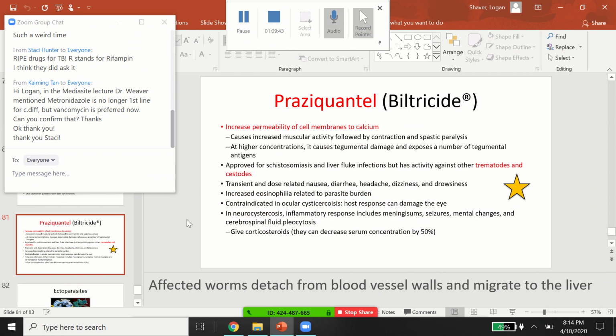Praziquantel. The first line it gives you in red is its mechanism of action. It gives you an increased permeability of cell membranes to calcium. If you think about it, more calcium within the cells is going to lead to more muscular activity, and therefore it prevents further infection in a way. It's approved for schistosomiasis and liver fluke infections, but it has activity against what she has in red here, trematodes and cestodes. That's the first time she's mentioned trematodes and cestodes. So if they have a tapeworm or a trematode, you need to be thinking about praziquantel.